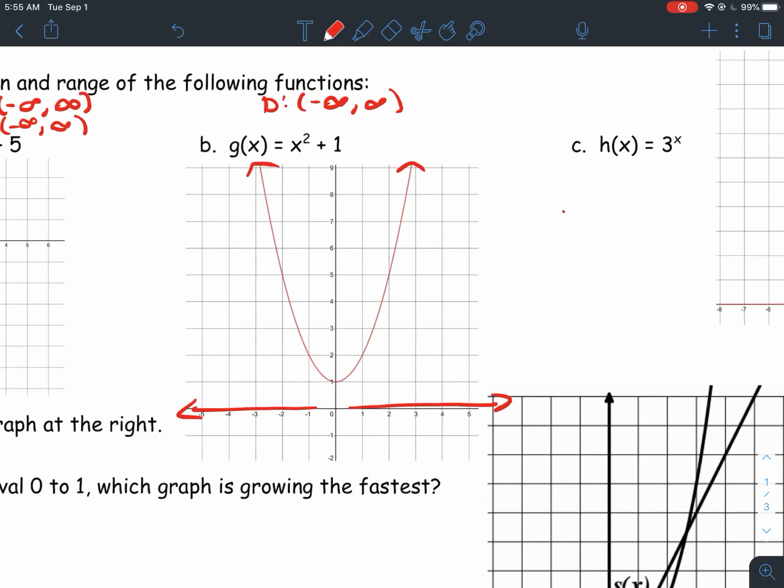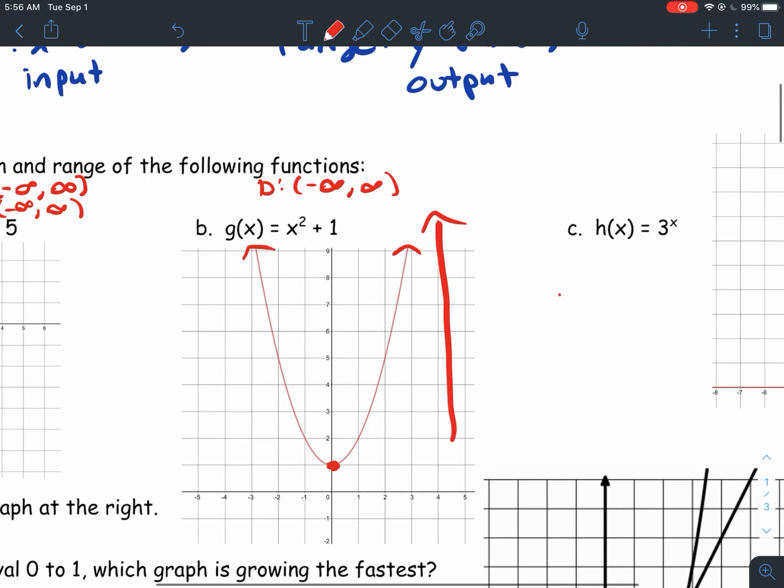But now let's look at the range. This right here is actually the lowest point. This is called a parabola, and it opens upward. So you're actually not going to get any y values below that point. So your range here is going to be 1 to infinity.